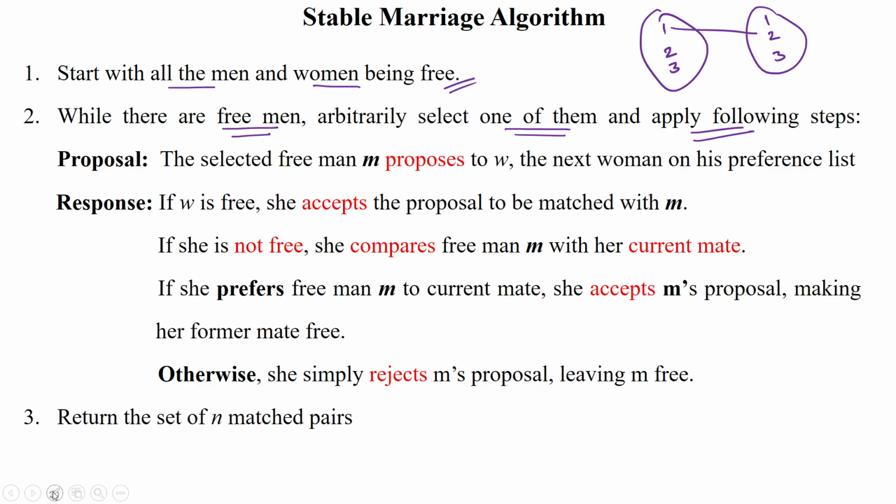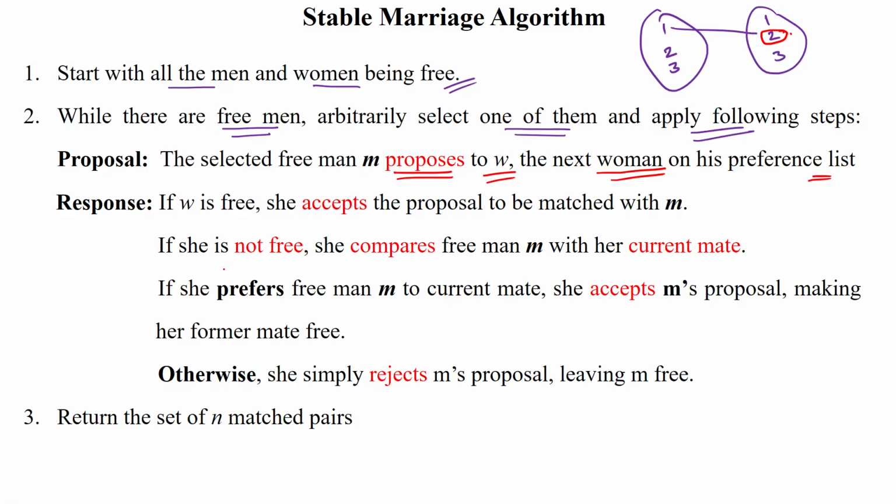When the man is selecting a woman, he proposes to that woman. That means they are sending the horoscope to the woman's home, then the next woman on his preference list. So you see, he has three options, but he randomly selected one.